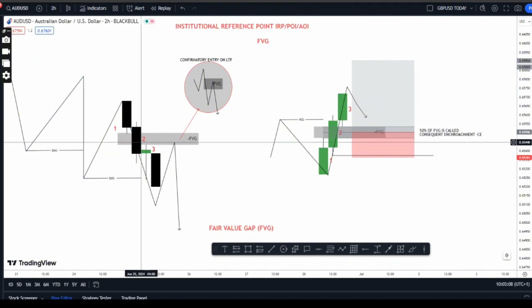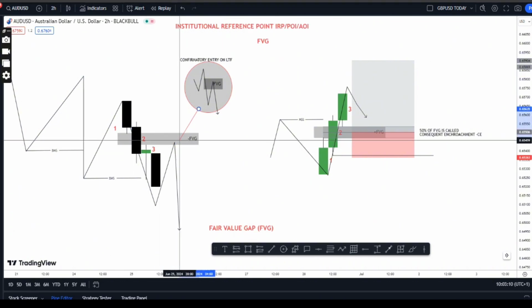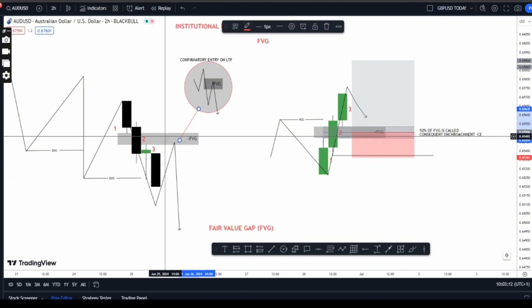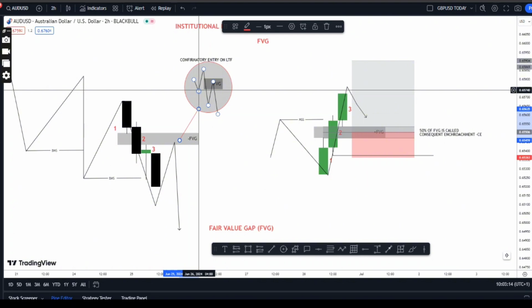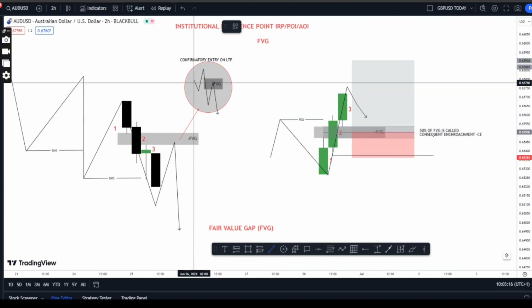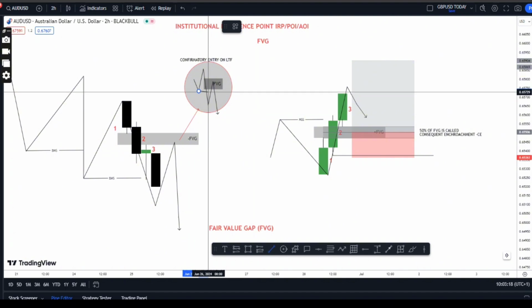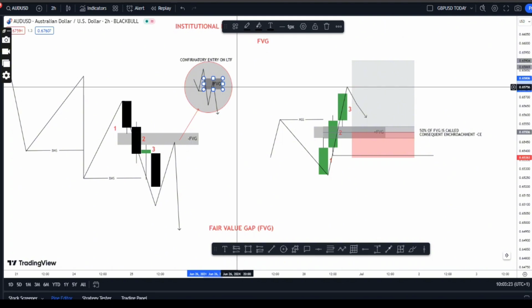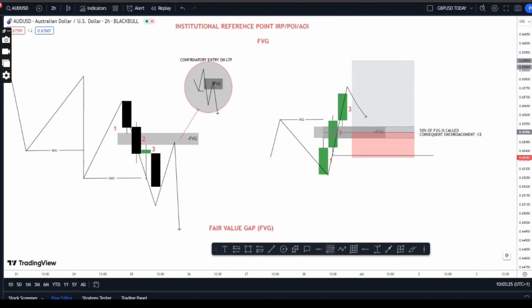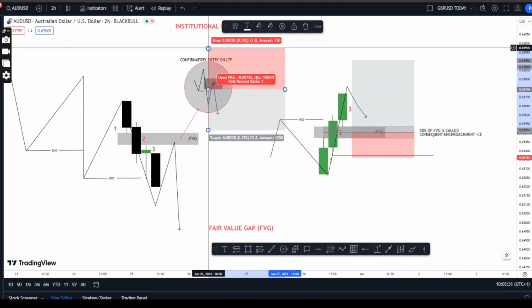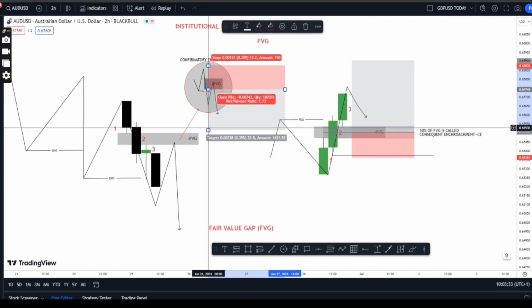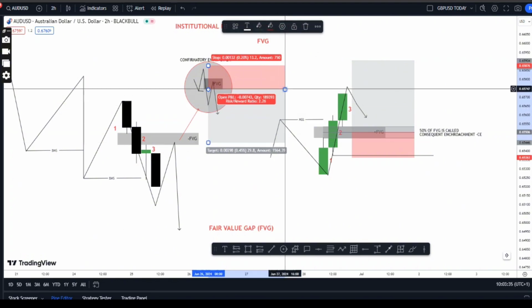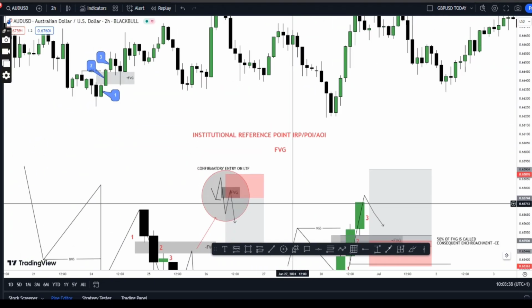So now confirmatory entry is just simple, guys. At the fair value gap right here, we just want to see that price gives us a lower time frame shift of structure, and we enter at the fair value gap inside of that lower time frame shift of structure, and that is just confirmatory entry. And we ride the trade to the downside, guys. So quickly, let me take you to the chart and let me show you traders how this thing works.